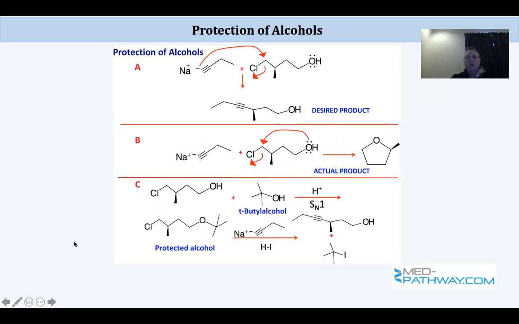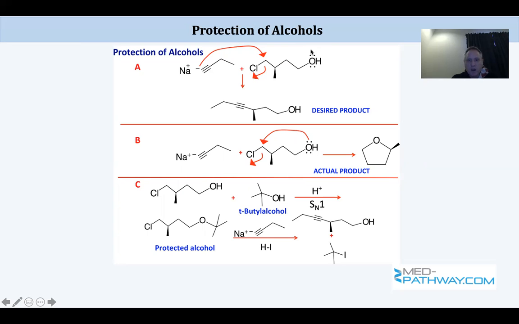So the AAMC content outline specifically mentions protection of alcohols. So while we're on the topic of alcohols, let's take a look at what that means. So what we have here is a chemical reaction. We want this carbanion of the cyano group to actually hit this primary carbon here and kick off the chlorine and generate our desired product. But there's a problem.